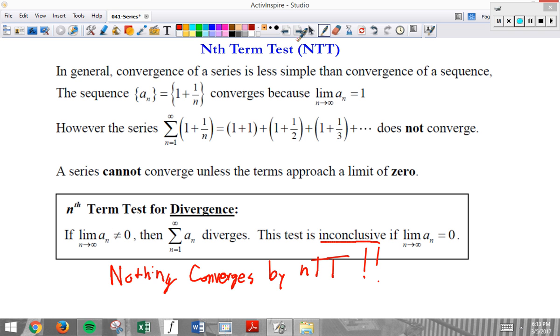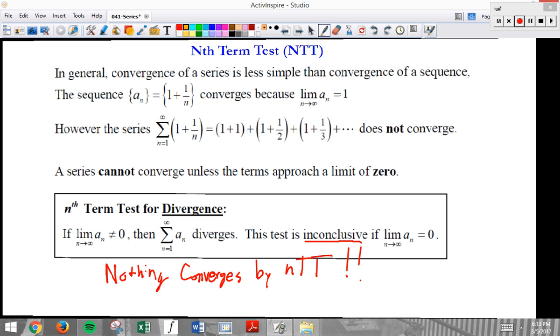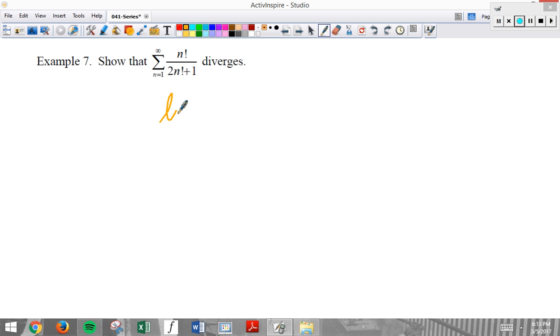So, someone asks you, show that this diverges. You say, okay, it's not a geometric series. It's not a constant to the n. So let's try to take the limit. I don't know. Hopefully this will work out. n factorial over 2n factorial plus 1. Now, as you go toward infinity, this is going toward infinity over infinity. So we'll require some technique.